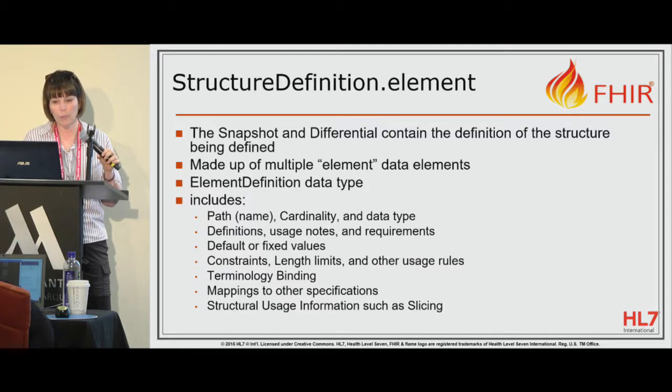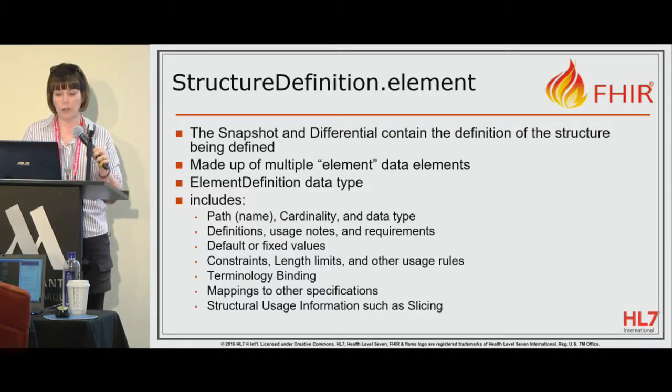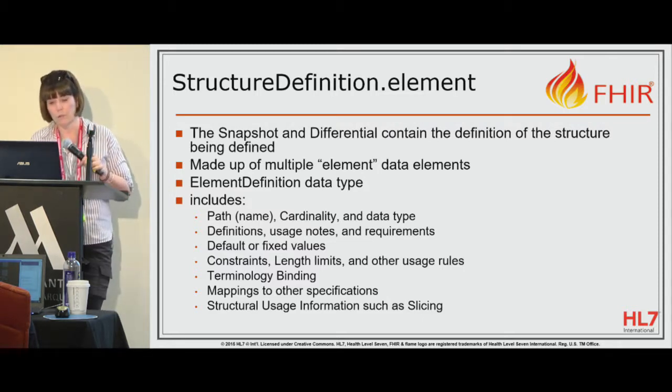Then the structure definition element. I don't think you did so much on the structure definition element. So element, you have all the different elements that you're going to have in there, like your questionnaire.code and the different elements, but you can also define things underneath there, like we saw with my pictures of the 3 different things. So it is of the ElementDefinition data type, and the important things in here are path, cardinality, data type. We have definitions, usage notes, and requirements, default or fixed values, the constraints, cardinalities, terminology bindings, mappings, and slicing.